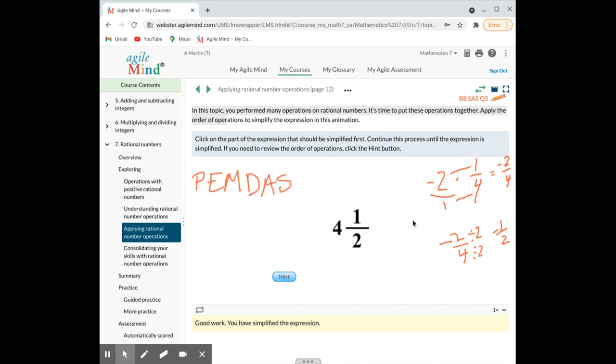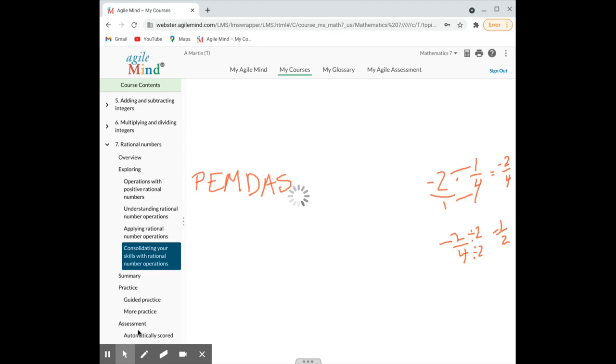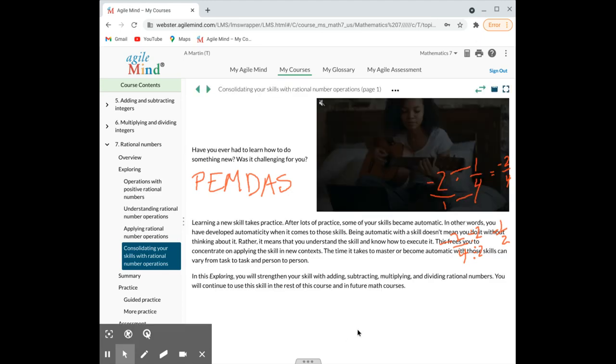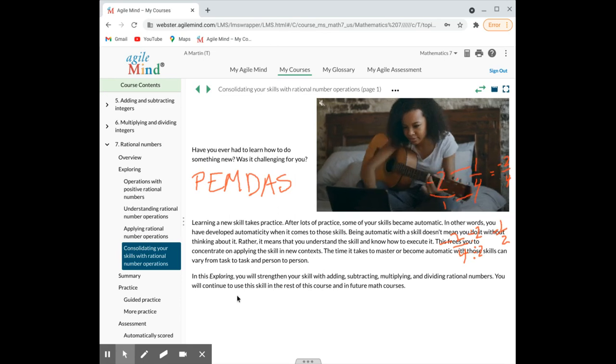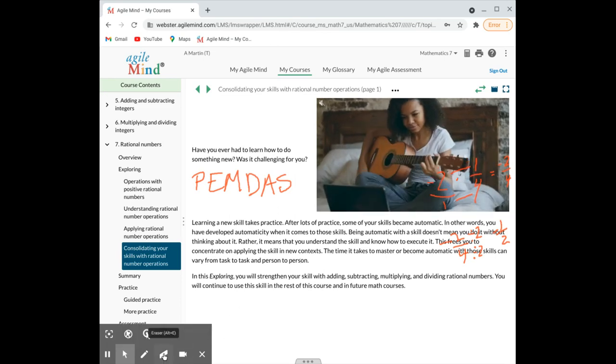Well, try to make sure you're focusing. All right. Here we go. So we are going to take what we just learned from this, and we're going to go to page what? What's the next page after 12? 13. There ain't one, though. I'm going to be honest. We're going to be consolidating your skills with rational numbers. All right. So what we're going to do, look at this.